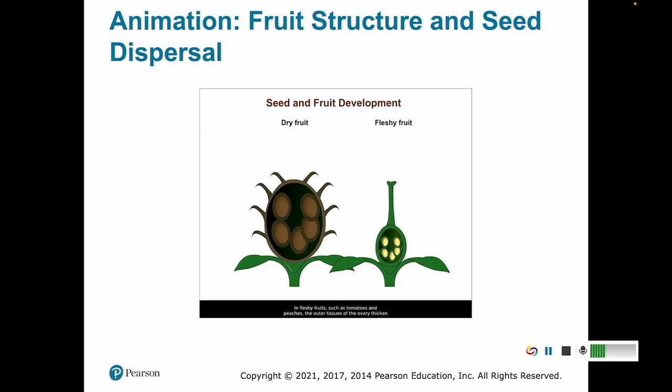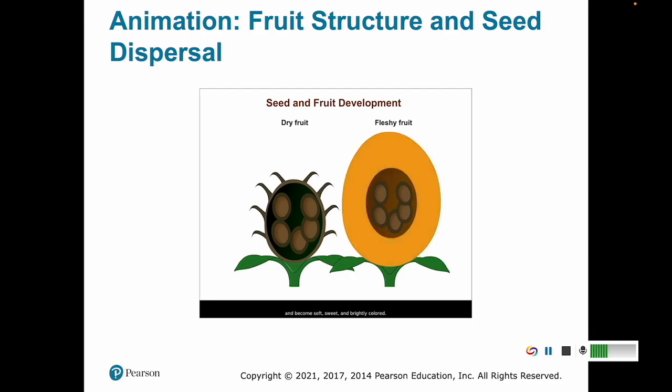In fleshy fruits, such as tomatoes and peaches, the outer tissues of the ovary thicken and become soft, sweet, and brightly colored. Fleshy fruits invite animal dispersal. The seeds are ingested, and if they escape digestion, they are excreted with fertilizer, hopefully in a choice location.